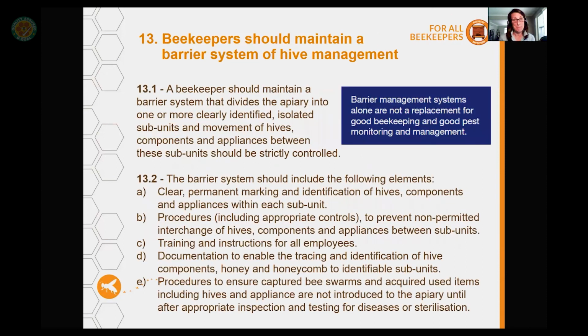And the last one. Beekeepers should maintain a barrier system for hive management. Now, a major way disease spreads within an apiary, and even between apiaries, is through the transfer of infected material prior to the disease and symptoms even being detected. And a barrier system is a process of dividing apiaries into smaller subunits so that there's no transfer of potentially infected material. Hence, hives and hive components from one subunit are not interchanged with those from another.